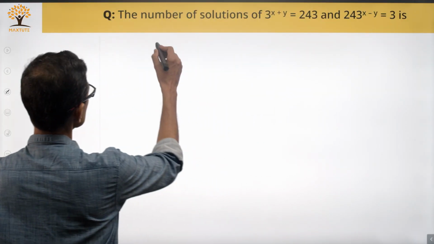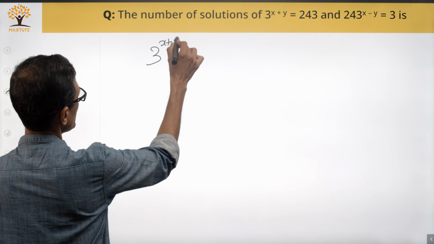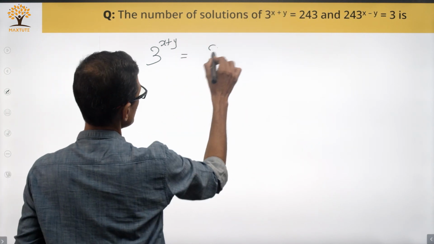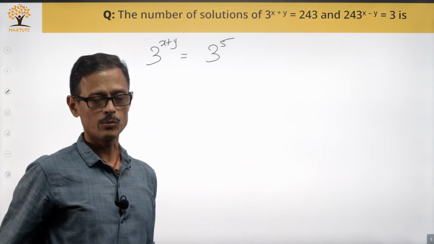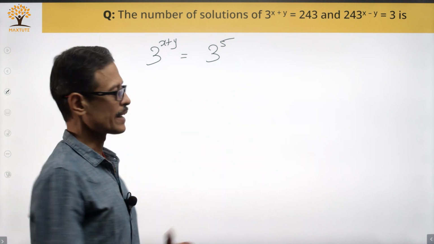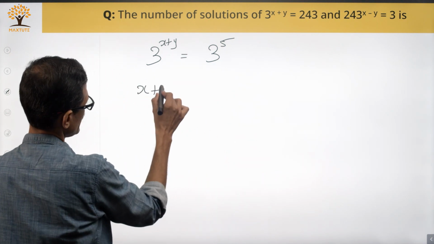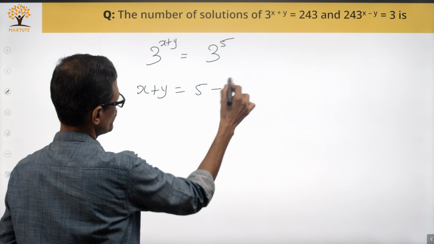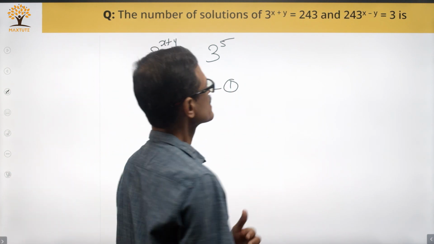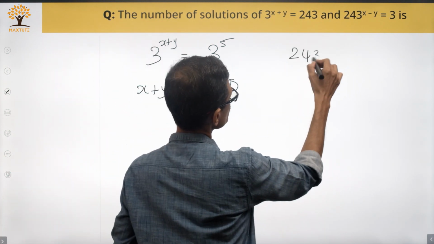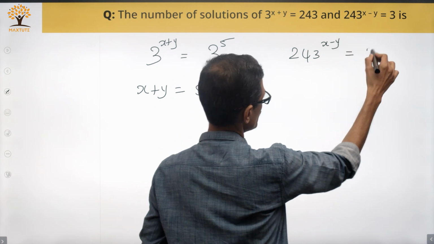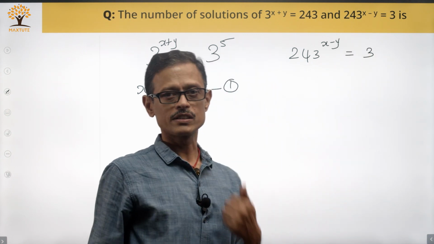243 is a power of 3. So, 3 raised to the power of x plus y is equal to 3 raised to the power of 5, is what 243 is all about. Bases are equal, let us equate the indices, makes x plus y equal to 5, which is equation 1. Go to the second part, which is 243 raised to the power of x minus y is equal to 3. 243 we know is 3 raised to the power of 5.